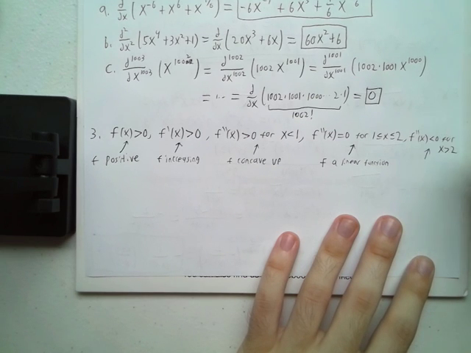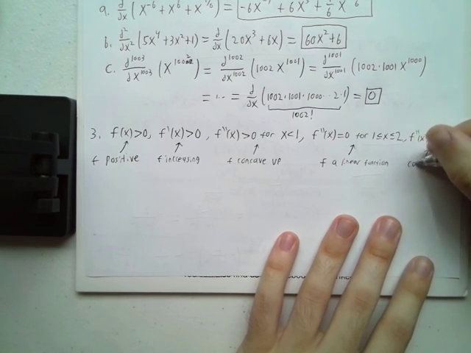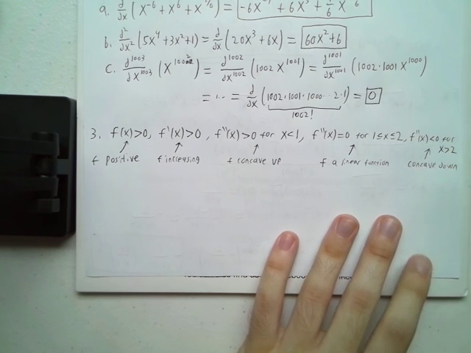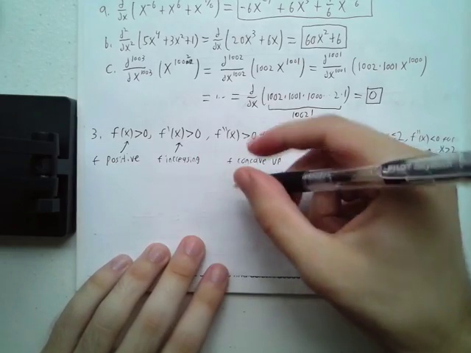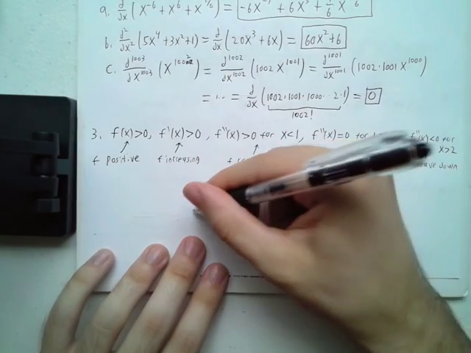And then lastly, we have f double prime of x less than 0, so that means the function is concave down in that region. So let's now try to draw this graph.